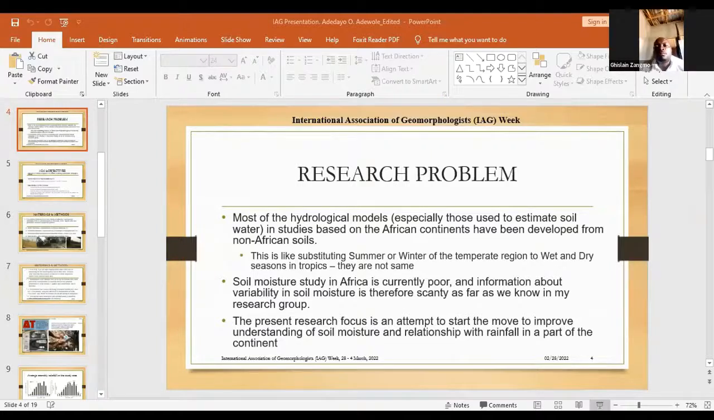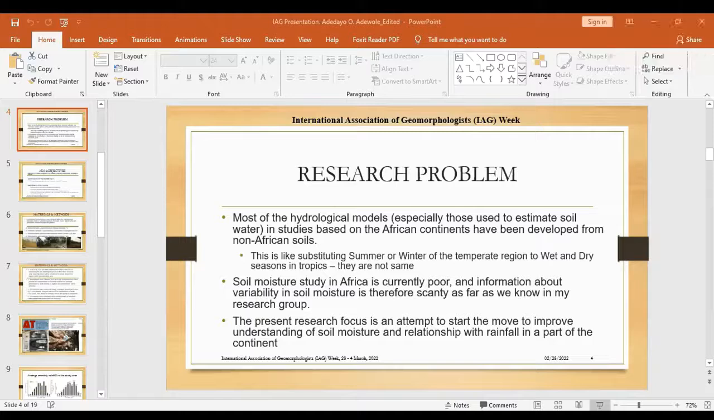So I'm on the aim and objectives now. The aim of the study is to initiate a long-term soil moisture monitoring experimental campaign in Nigeria. And the objectives are to determine the soil moisture content under selected land uses, to examine the relationship between soil moisture and rainfall, and to assess the influence of soil characteristics on soil moisture. Another objective is to compare the soil moisture-rainfall relationship from ground-based data sources with data of the field. As I mentioned earlier, it's better to use both direct and indirect methods.